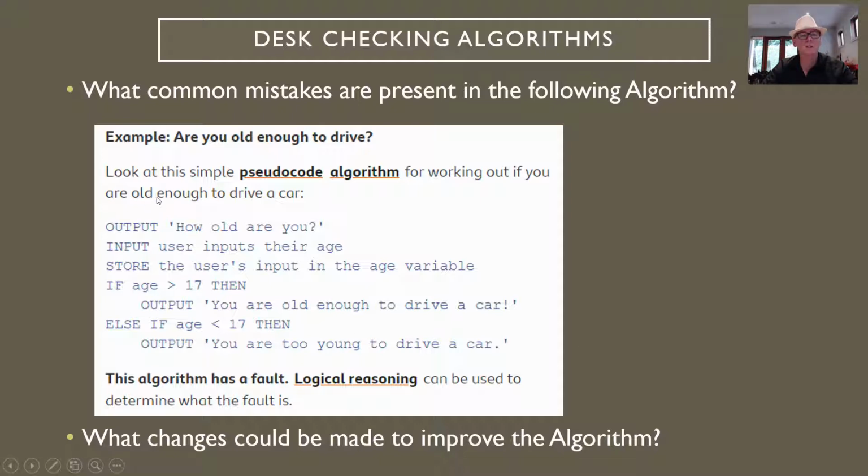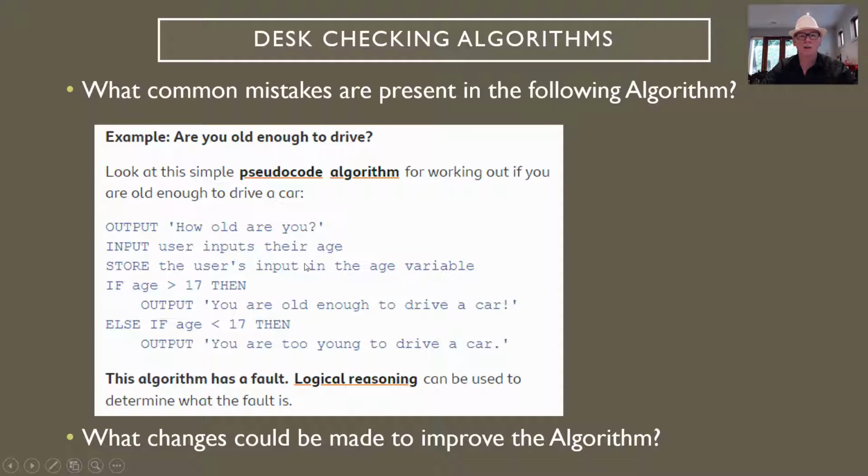So this one here is supposed to work out if you're old enough to drive a car. Now, I think in our state in Victoria, the age is actually 16, but here we're assuming that you live somewhere where you have to be 17 years old to get your learner license and start learning how to drive a car. We ask the person, how old are you? We output that onto a screen somewhere. They type in their age, so user inputs their age. Then we store the user's age in an age variable in memory inside the computer.